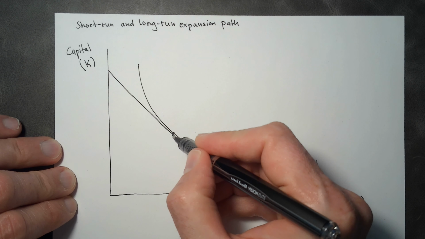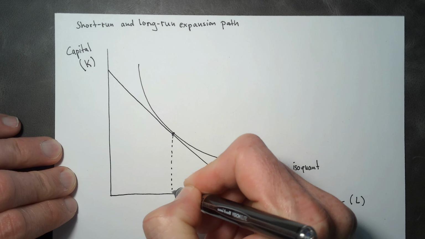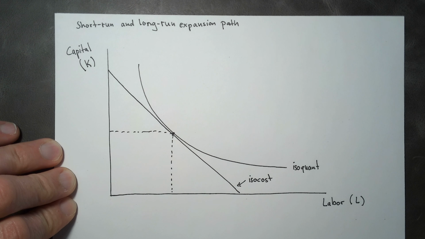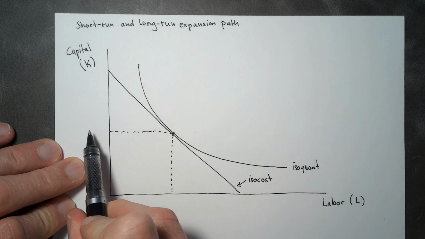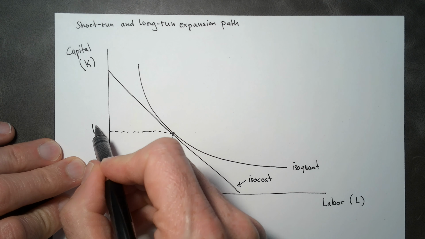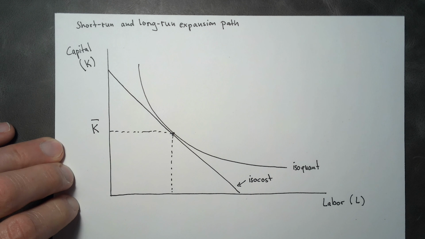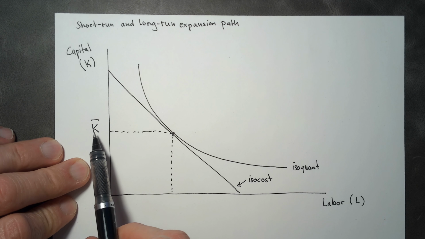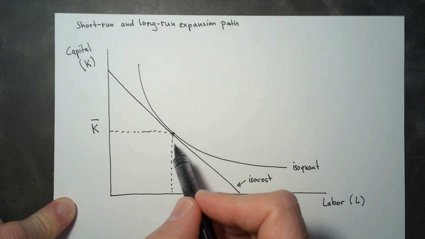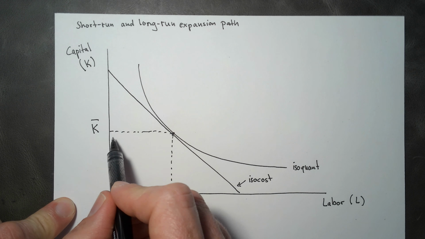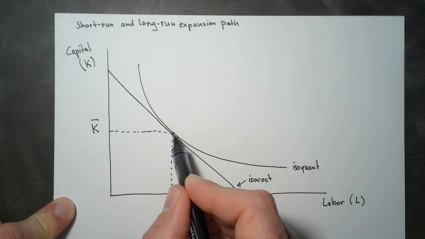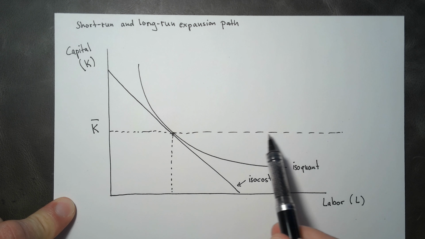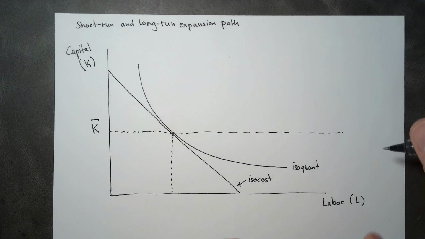Now, think about that the firm has decided to produce here, and that for some reason they are locked into the amount of capital they have picked here. So let's call this K bar. So what this means is that if K, or capital, is fixed in the short run, that means that if they have to expand production, they always have to use the same amount K star. So this line here would represent the short run expansion path.